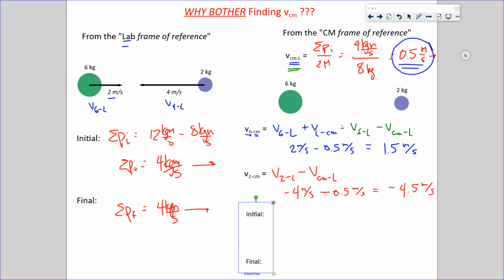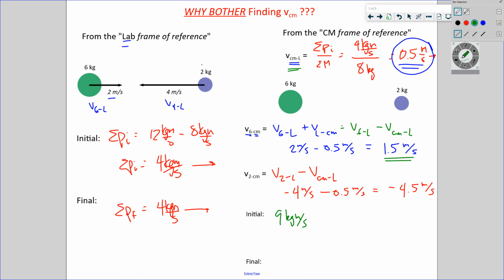If we look at initial momentum and final momentum of the system from the frame of reference of the center of mass, look, we've got a 6 kilogram moving that fast to the right. That's 9 kilogram meters per second to the right. I'll just leave that as positive. And we've got a 2 kilogram at that velocity, minus 9 kilogram meters per second. So what we get is 0. So relative to the frame of reference of the center of mass, the system has no momentum.